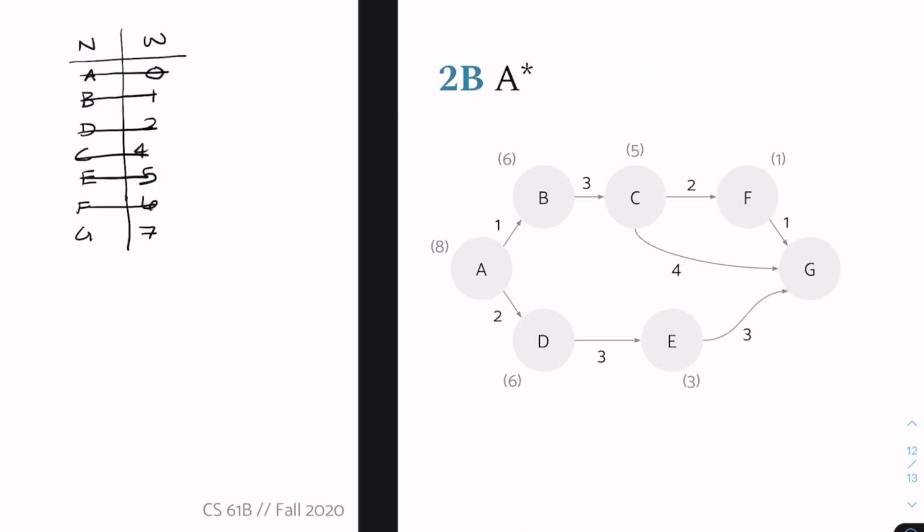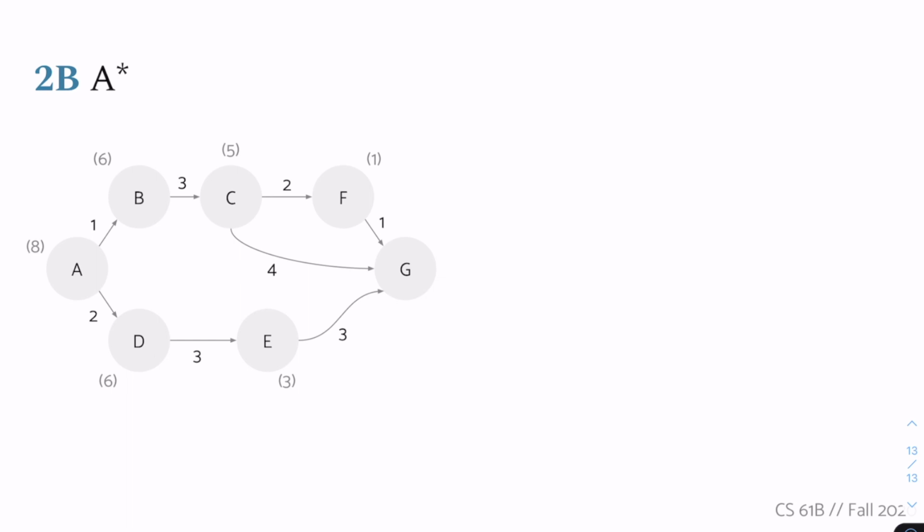Moving on. Let's do a similar problem but with A star. And so the goal of this is to find the shortest path from A to G using the heuristic provided. And so I put the heuristic in little parentheses around each node, but it doesn't really matter how you represent it. That's a heuristic. So I'll give you guys a second to think about it, and then we will talk about it.